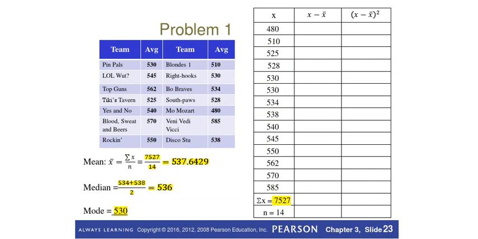For our median, we added the 2 middle scores. We have an even number of scores, so we're going to take 534 and 538, and find our median by adding those and dividing by 2. So our median score was 536. And of course our mode here, the only score that occurred more than once, was 530. And so that is our mode. Okay, not too bad here. These are the measures. Now, of course, the next thing we want to work on is how we get a standard deviation.